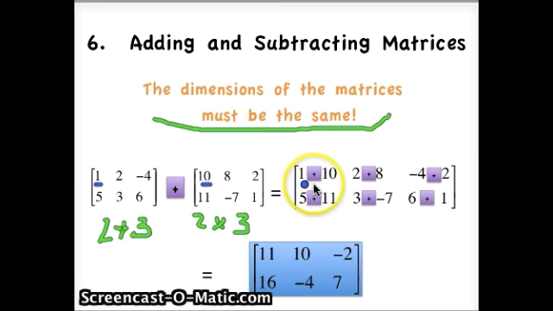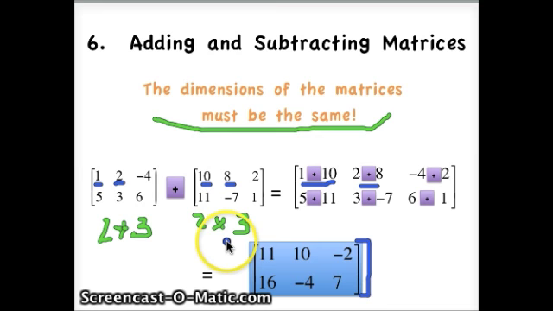We have 1 plus 10, okay? So then we need to add up A12 with A12 in this matrix. So we have 2 plus 8, and so on and so forth for the remaining entries. The important thing to remember is the resulting matrix should be the same dimensions as the matrices you're adding. So it should be a 2 by 3, which this is a 2 by 3, so that's correct.